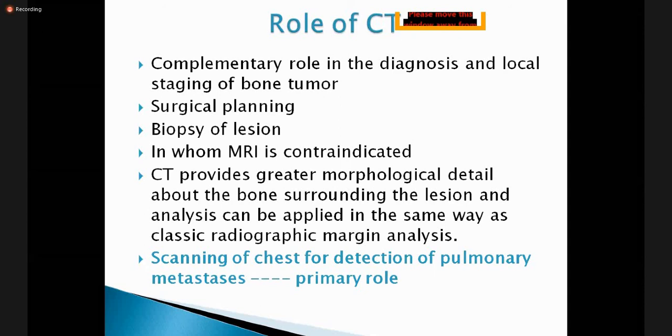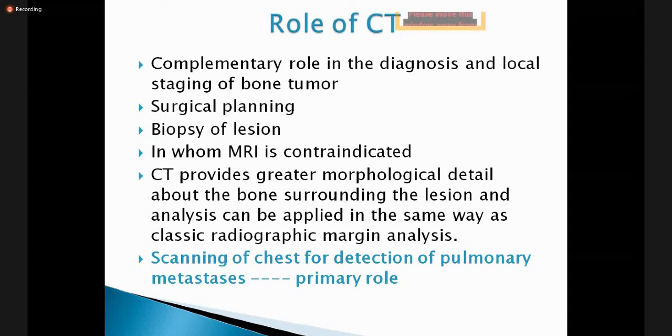In cases where MRI is contraindicated, which I will cover in the MRI section, CT is used. CT provides great morphological detail about the bone surrounding the lesion, and analysis can be applied in the same way as the classic radiographic margin analysis.